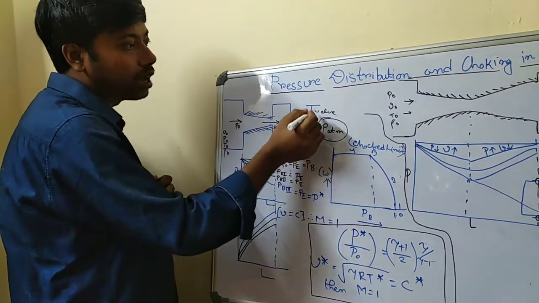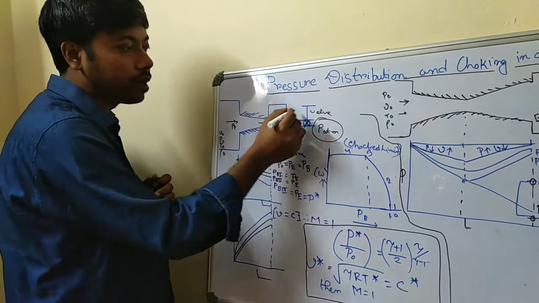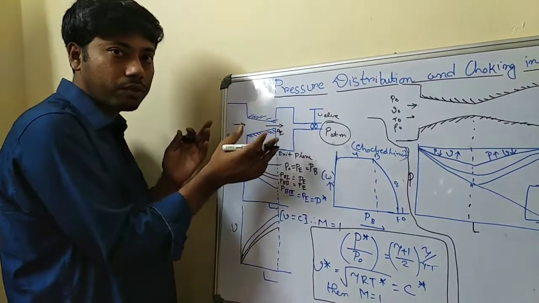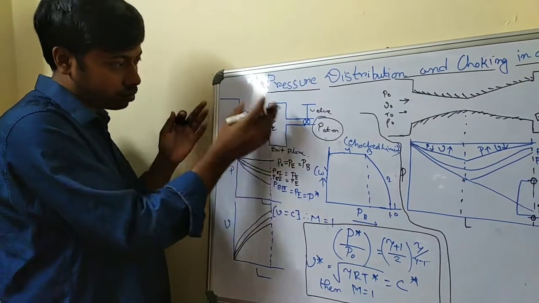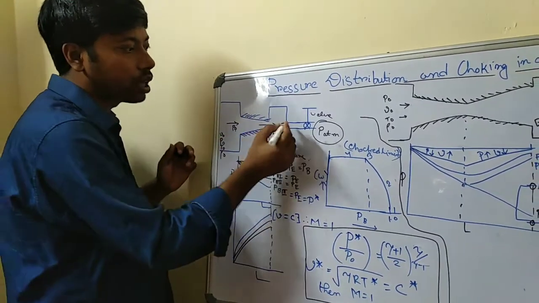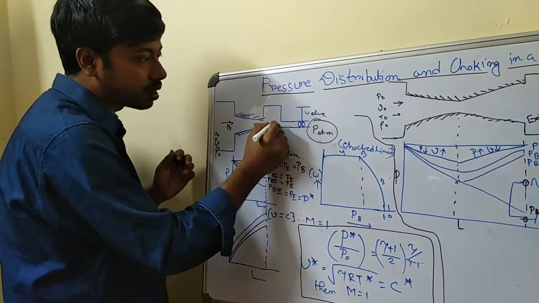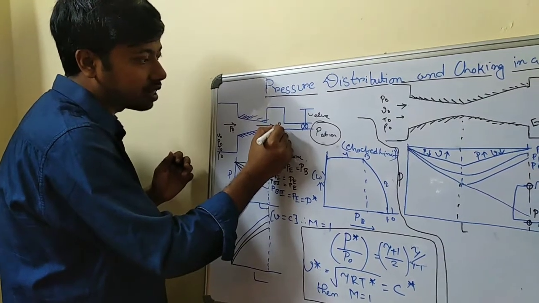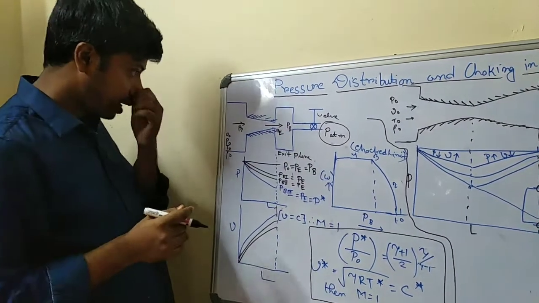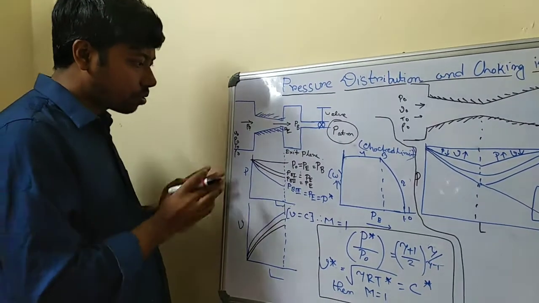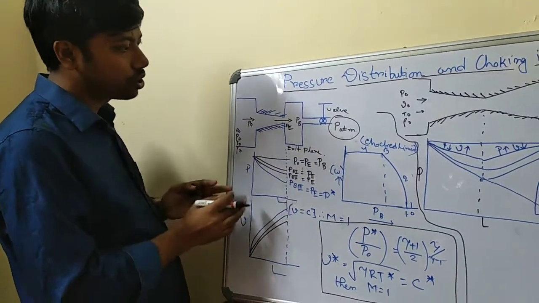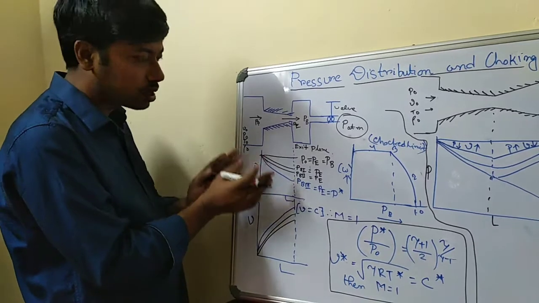And when the valve is totally closed, there is no flow in the duct, so it will produce a particular back pressure. They will produce a back pressure that is called PB. Now corresponding to this, we observe the pressure distribution within this nozzle or duct.